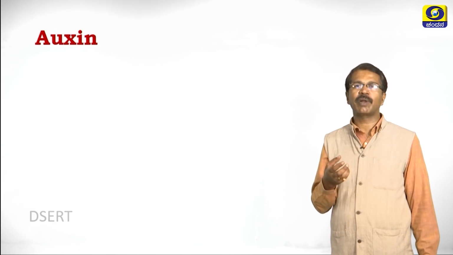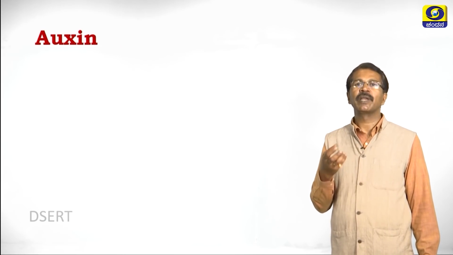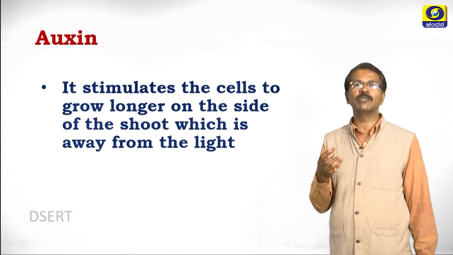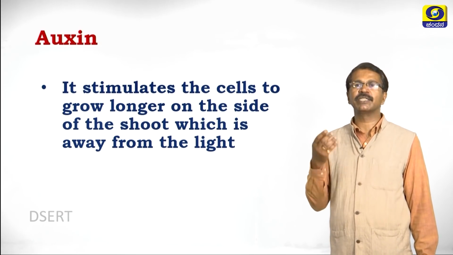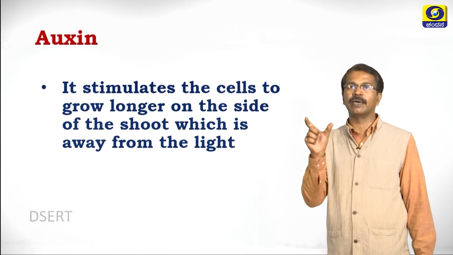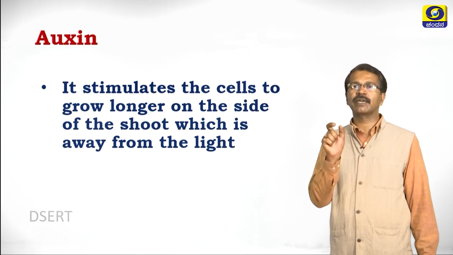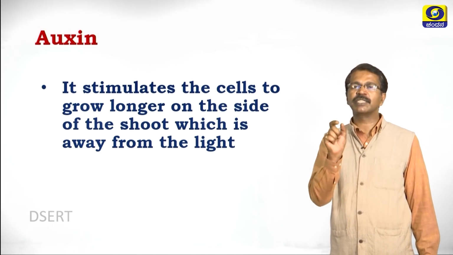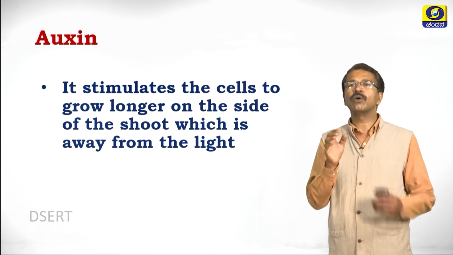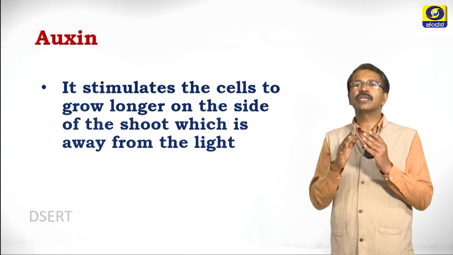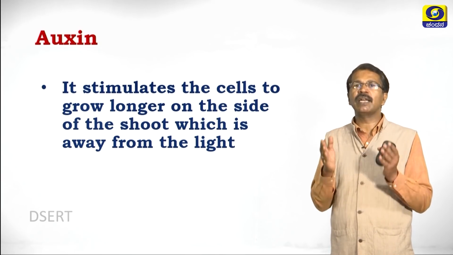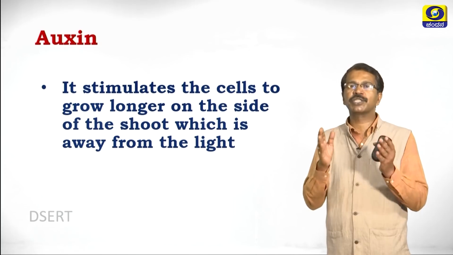Take the example of auxin, a plant hormone. It is called a growth hormone because it is responsible for the growth of the plant body. How does it actually help in growth of the plant body? It stimulates the cells to grow longer. When cell division occurs, the cell will be of smaller size. Now the cell has to grow to its full size. This growth of the cell occurs because of the auxin.